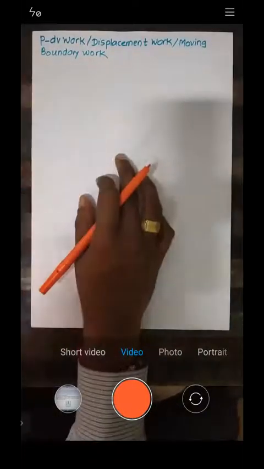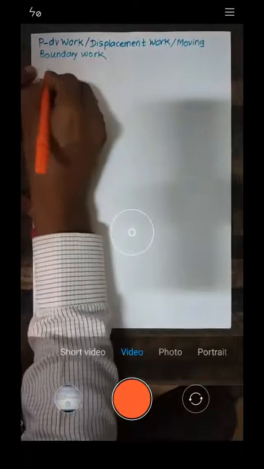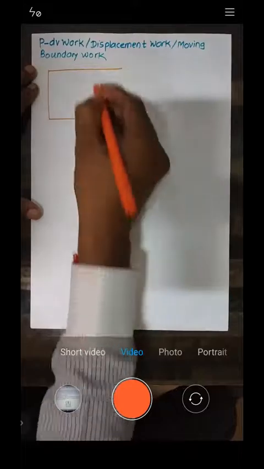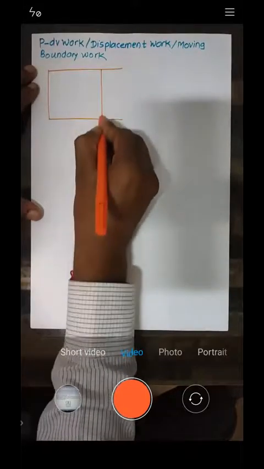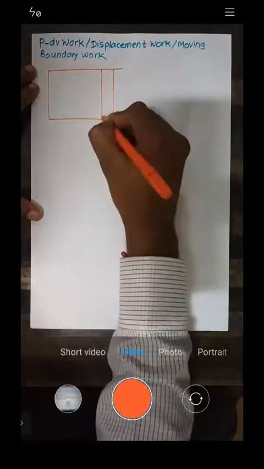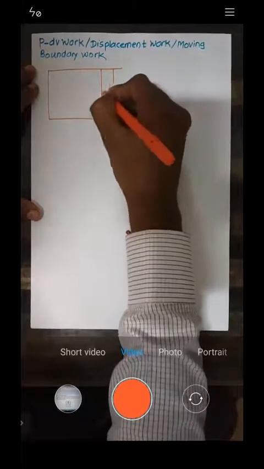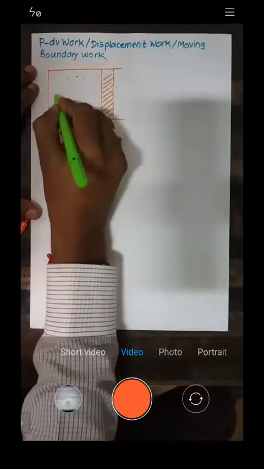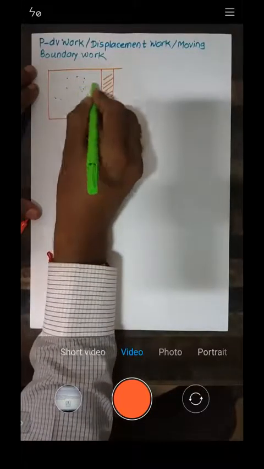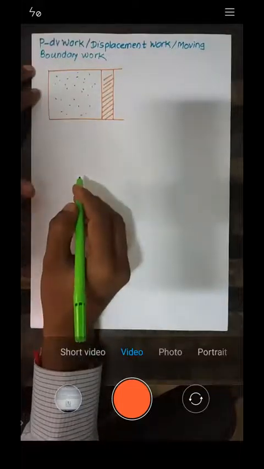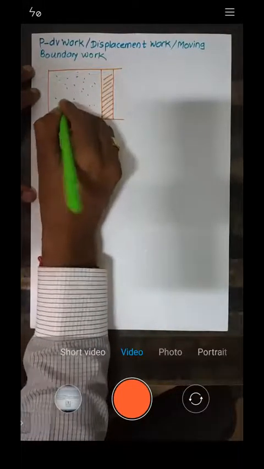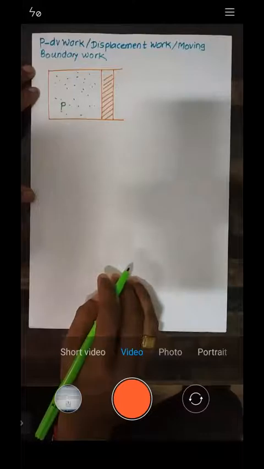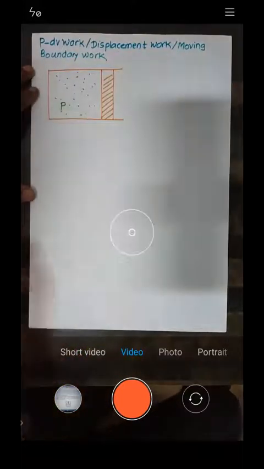In order to explain this, I will simply draw a piston and cylinder arrangement. Let this be the piston, and let this be the cylinder. Inside the cylinder you have some gases which are filled inside. Let's say that the gases are at a pressure P. P is the pressure of the gas. Now see what happens.